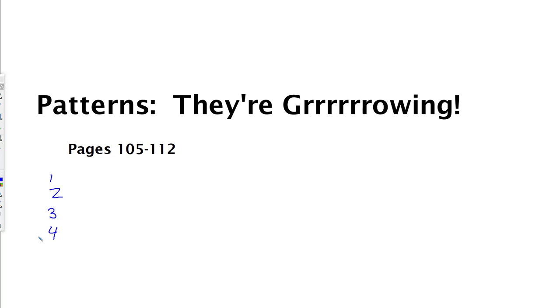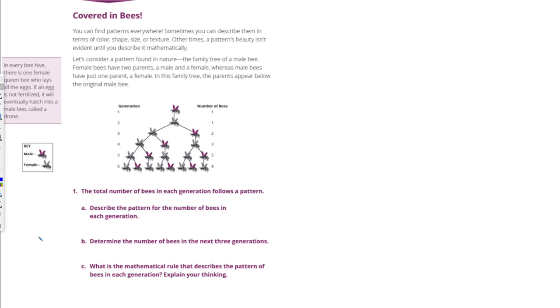So let's look at the cupboard and bees. You can find patterns everywhere. And so we can look for the size, the shape, the texture. Sometimes it's about the aesthetics of it. Sometimes we're actually looking at a pattern of how the numbers grow. And so in this case, we're going to be looking at a beehive. Let's consider a family tree of a male bee.